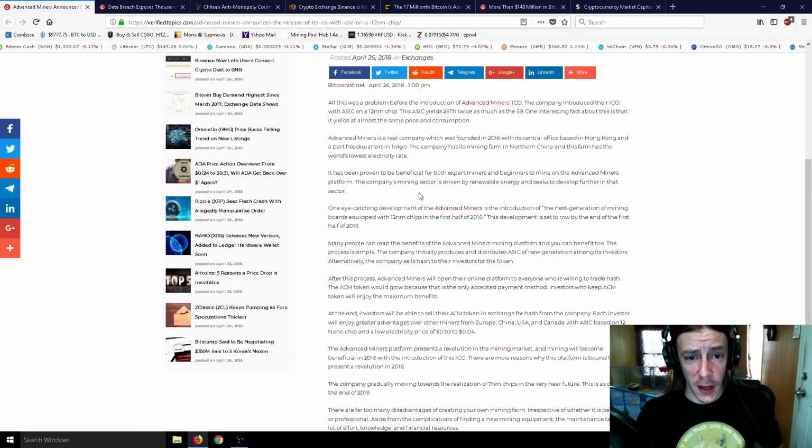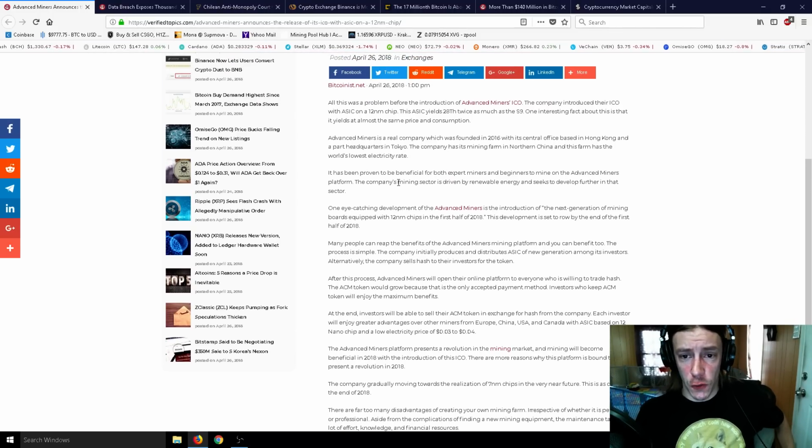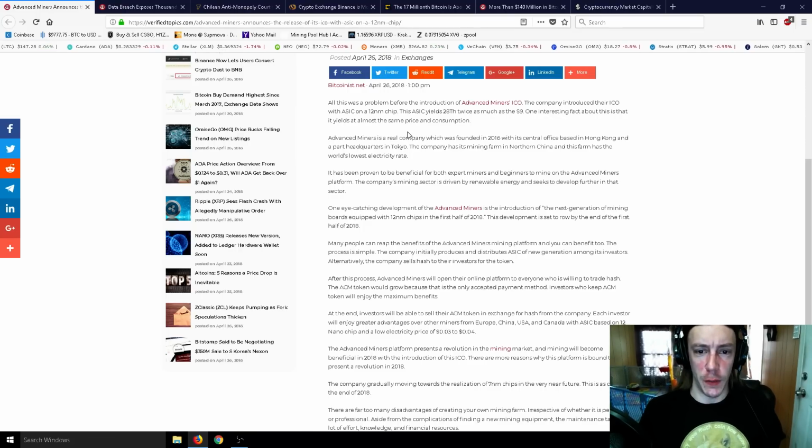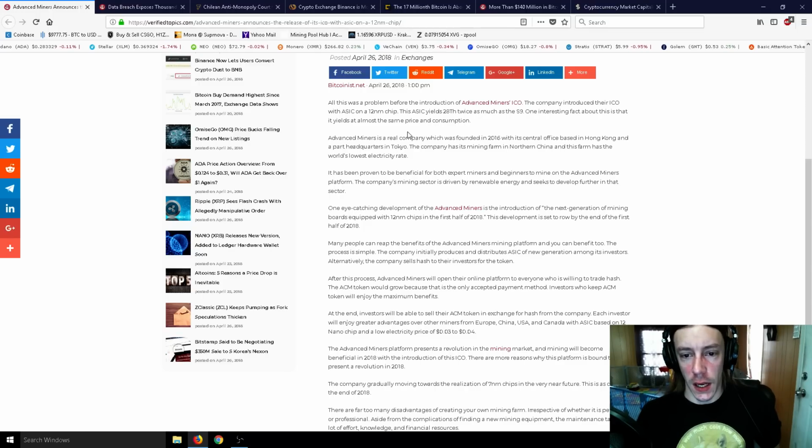Or 14 terahash. It has been proven to be beneficial for both expert miners and beginners to mine on the Advanced Miners platform. The company's mining sector is driven by renewable energy and seeks to develop further in that sector. One eye-catching development of Advanced Miners is the introduction of the next generation of mining boards equipped with 12-nanometer chips in the first half of 2018. So this development is set to roll out by the end of the first half of 2018. So we've got a little ways till they come out. Many people can reap the benefits of the Advanced Miners mining platform, and you can benefit too.